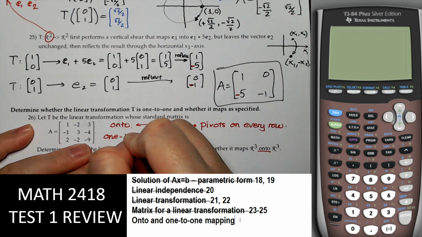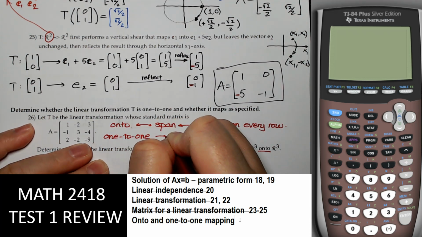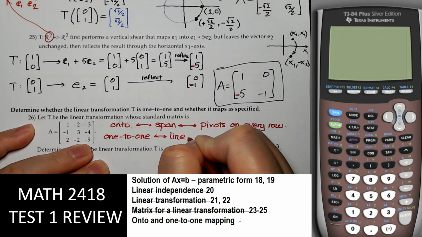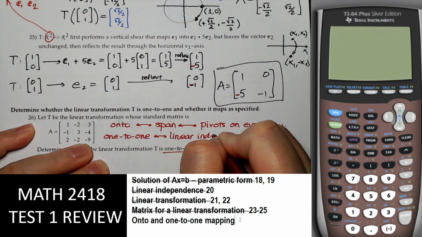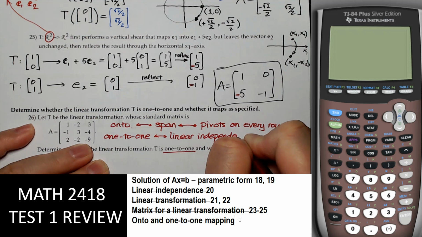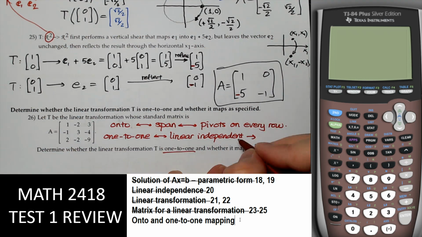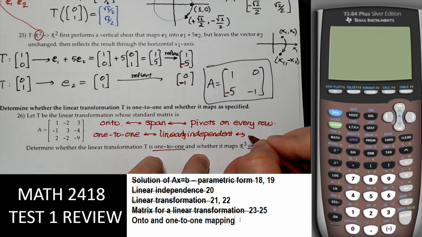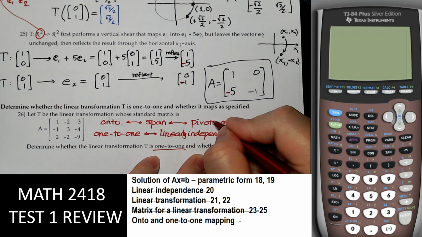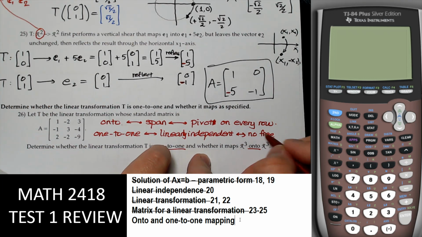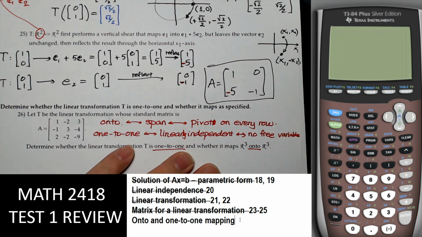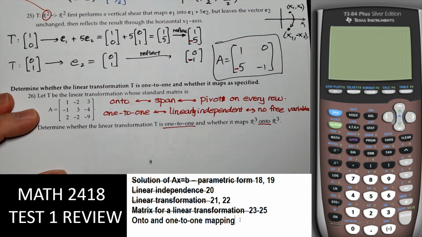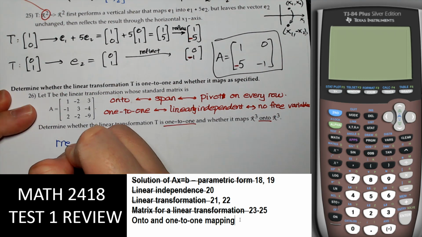One-to-one is the same concept as linearly independent. And linearly independent is the same as no free variable, or we say the pivot on every column, or no free variable. Right. So we have the matrix A here. Let's do the reduced row echelon form of A.